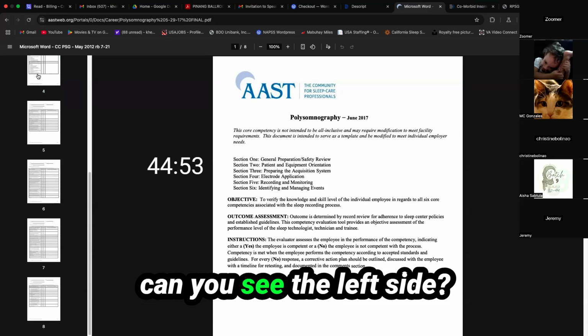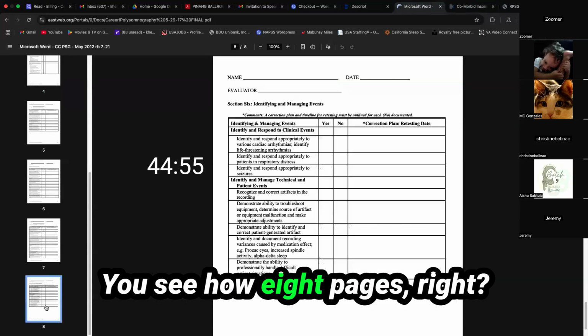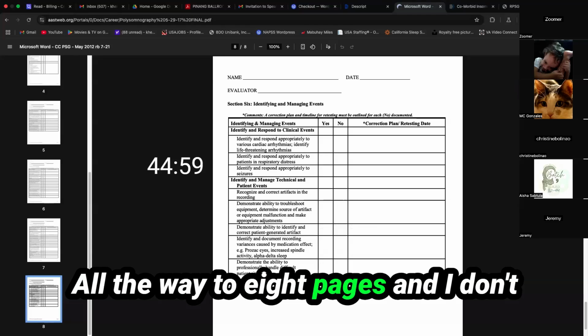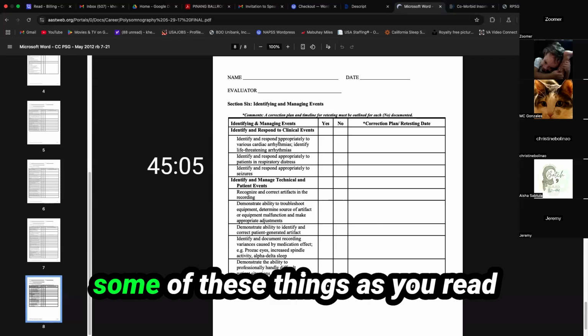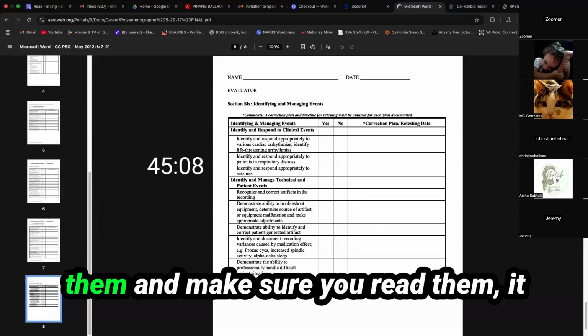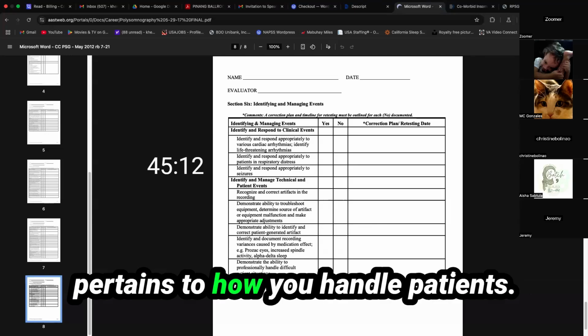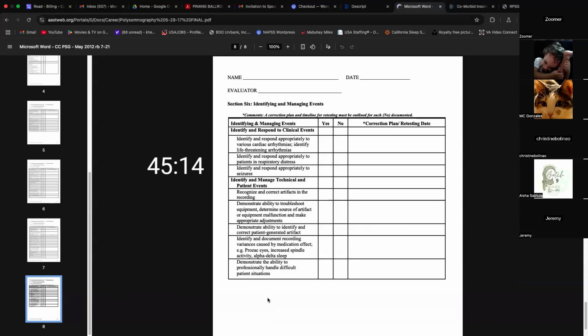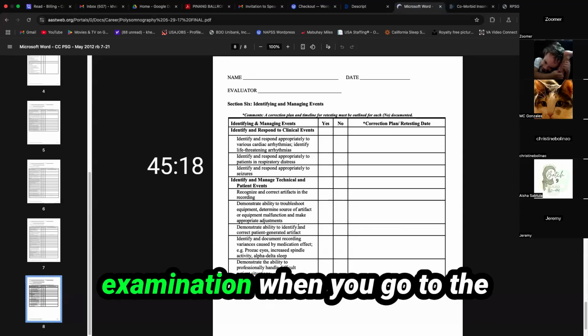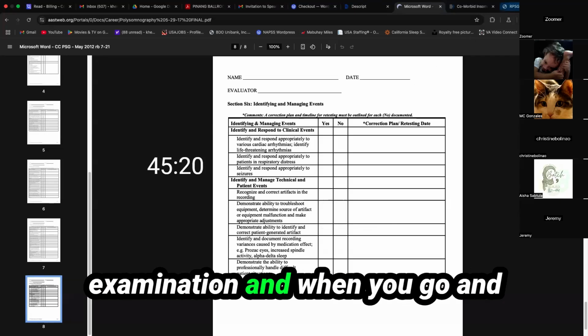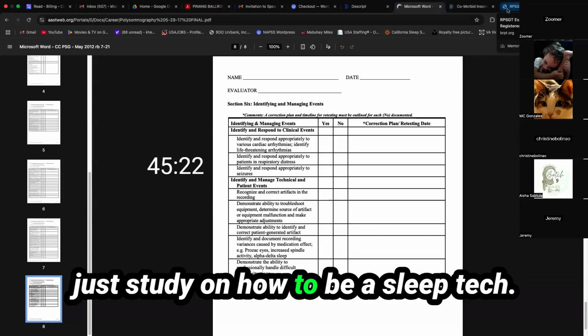When it comes to polysomnography, again, this one is big. So can you see the left side? You see how 8 pages, right? All the way to 8 pages. And I don't want to jump back and forth, but some of these things, as you read them, and make sure you read them, pertain to how you handle patients. It doesn't specify on the examination.